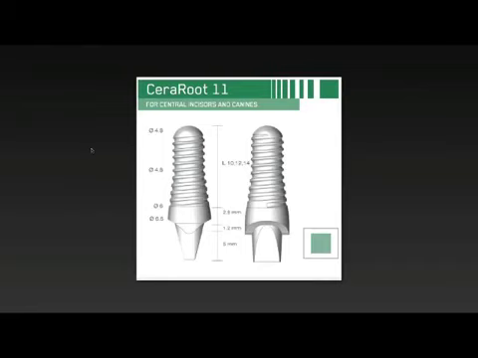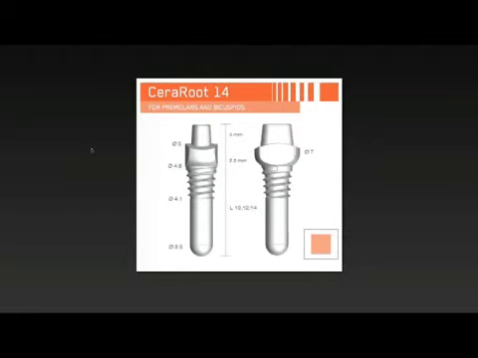But angulation is very, very seldom a prosthetic issue. CeraRoot 14 is again the unique implant, 3.5 millimeters at the apex, with a little bit of thread that grabs the bone coronally, and then we have the abutment or the emergence, which is 5 by 7 millimeters.